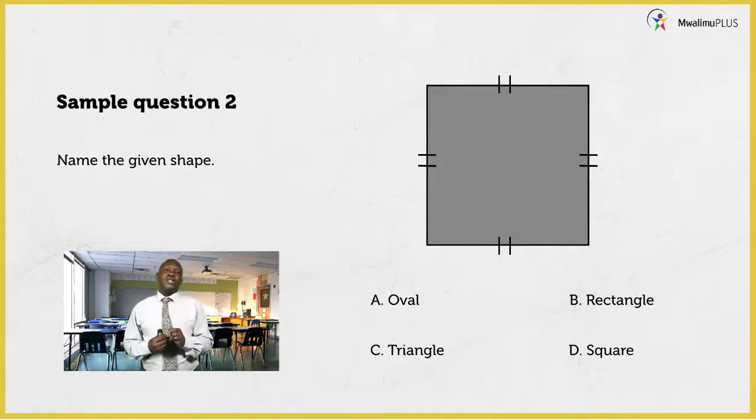So learners, what can you tell us about this particular shape? A, is it an oval shape? B, is it a rectangle shape? Or C, a triangle shape? Or D, a square shape? Look at it properly.